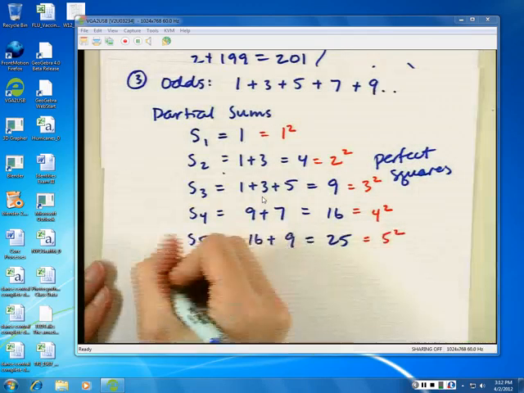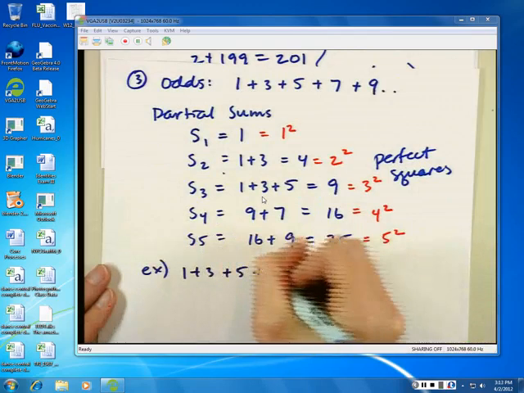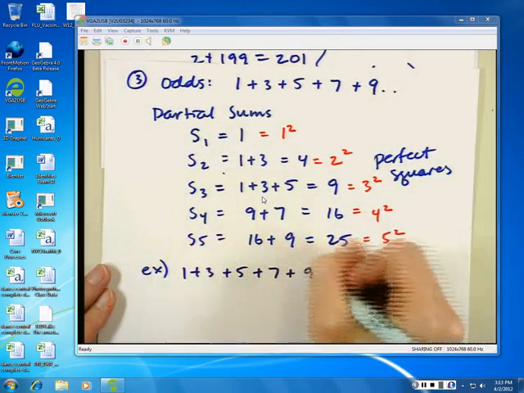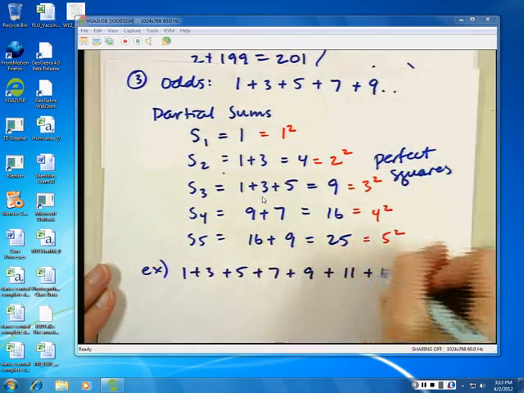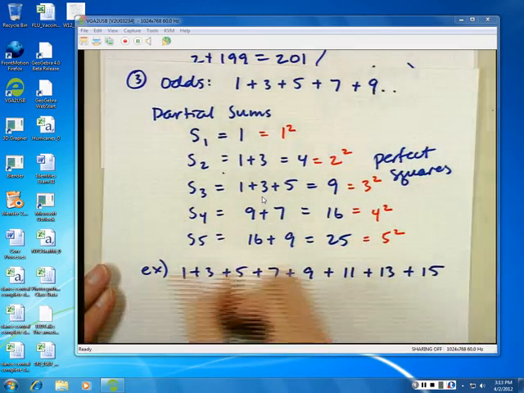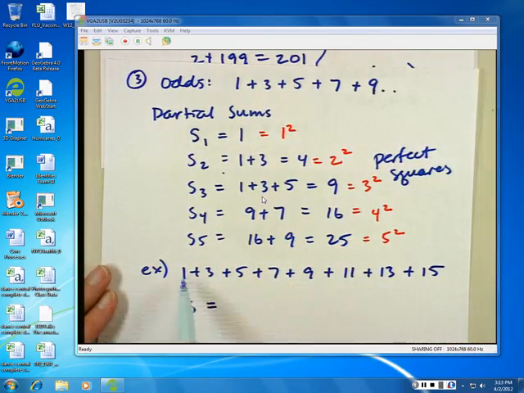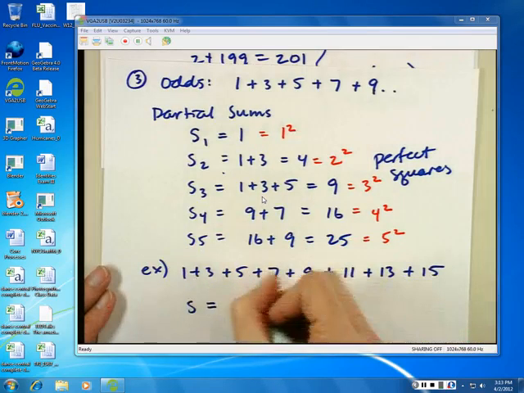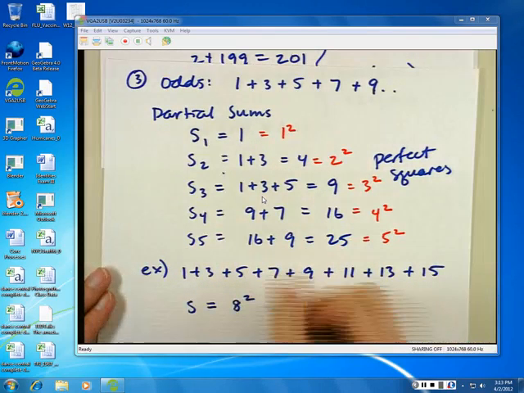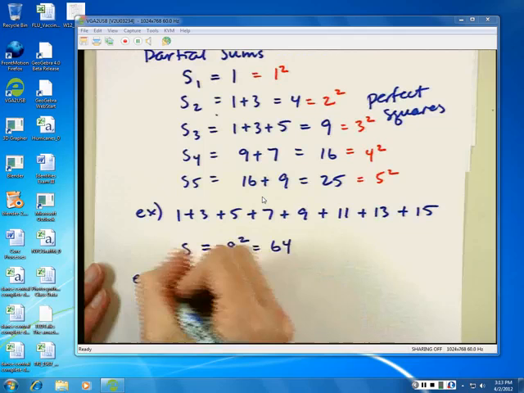So for example, let's say that we've got 1 plus 3 plus 5 plus 7 plus 9 plus 11 plus 13 plus 15. So to come up with my sum, I just need to figure out how many odd numbers I have. 1, 2, 3, 4, 5, 6, 7, 8. So my sum must be 8 squared, which is 64. But what if we add more odd numbers than just those?